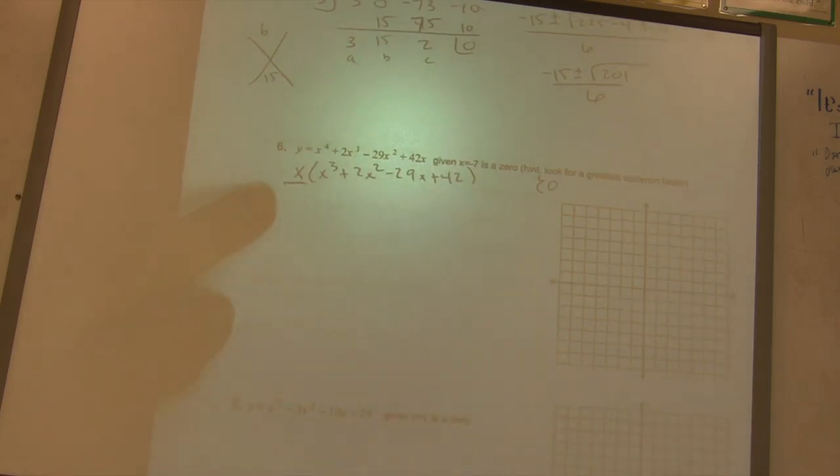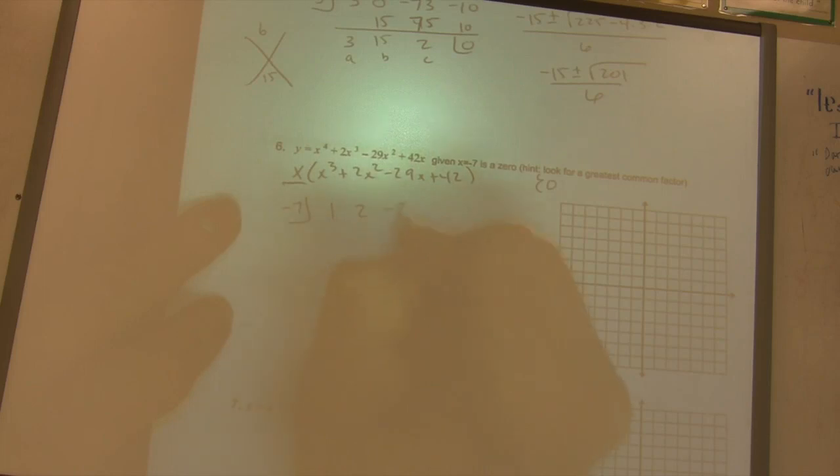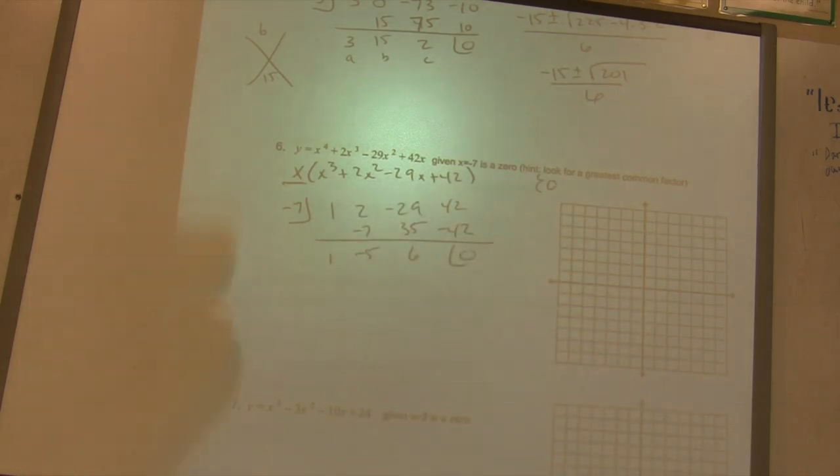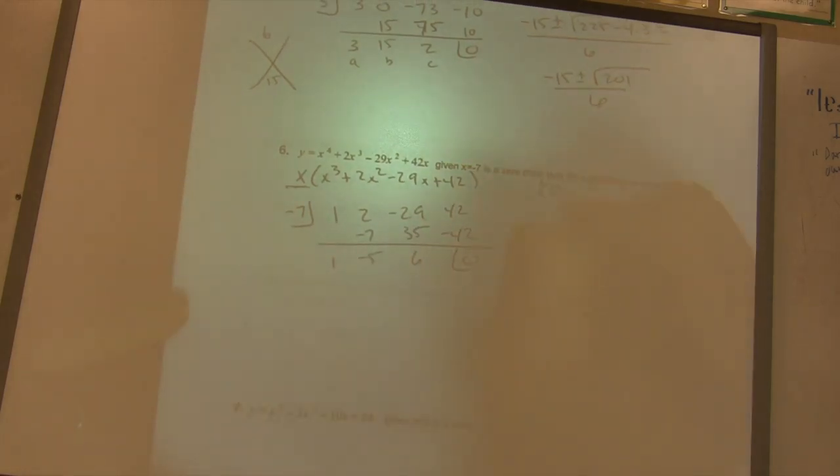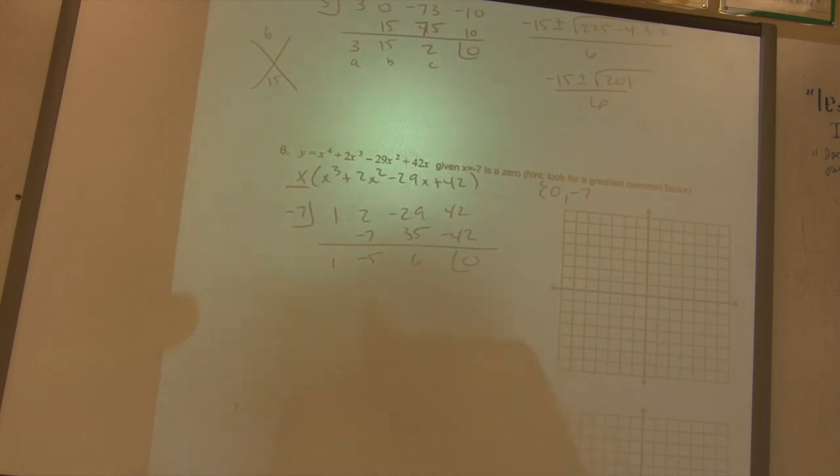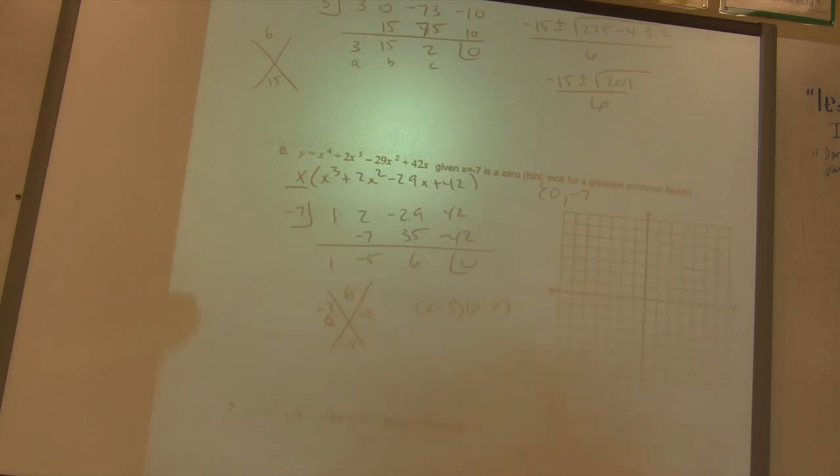We know negative 7 works, so I'm going to go ahead and do negative 7. So 1, 2, negative 29, and 42. So 1, negative 7, negative 5, 35, 6, negative 42, 0. So we have negative 7 is another zero, which we knew. 6 and negative 5 would be negative 3 and negative 2. So that gives us x minus 3 and x minus 2, which gives me zeros at 3 and at 2.